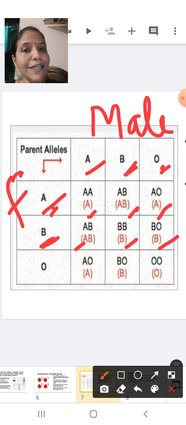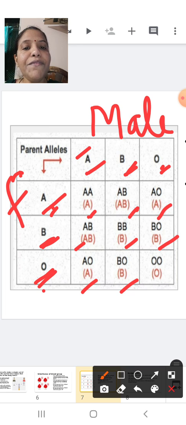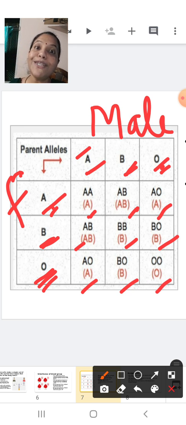Now let us take another combination. That is, here the female is O and the male is A. In that case, I will get AO, A0. So it's a blood group A. I will take here the female as O blood group and male as B blood group. I will get BO. So that B0, that means B blood group. I will take the female as O blood group, the male as O blood group. In that case, definitely the child will be having what? O0. So that means O blood group.